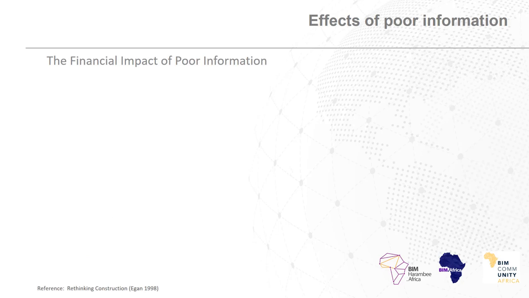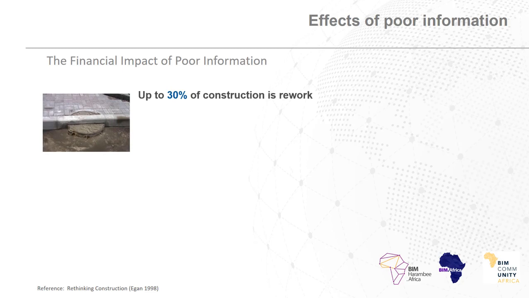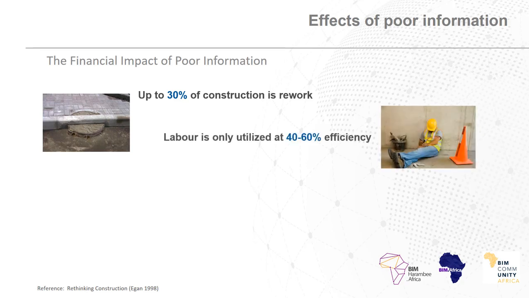Studies from the USA, Scandinavia, and UK suggest that up to 30% of construction is rework, meaning that almost a third of all project costs and resources are associated with amending work already completed. Labor is only utilized at 40 to 60% efficiency, either through waiting for material to arrive on site, instances where work is incorrectly programmed out of sequence, or even weather issues that can hinder the efficiency of the labor force.